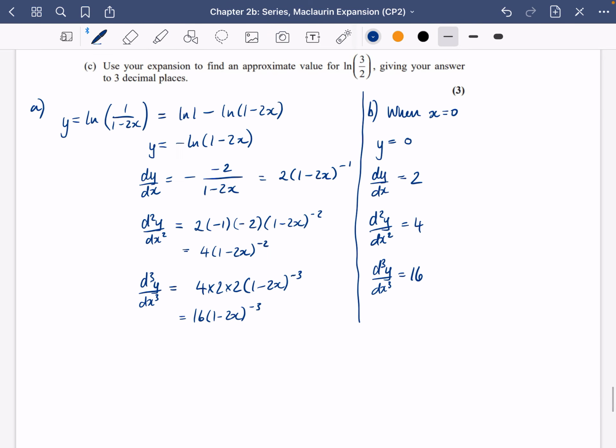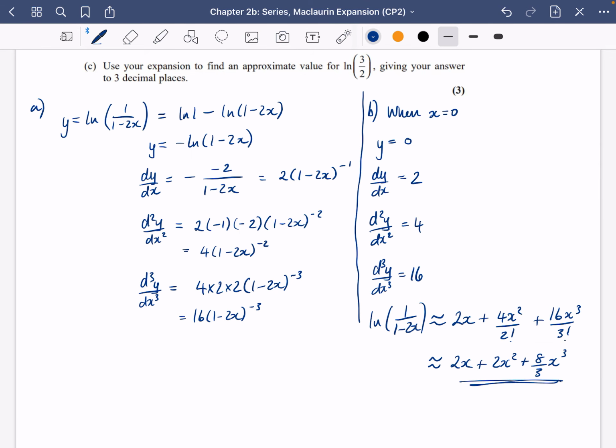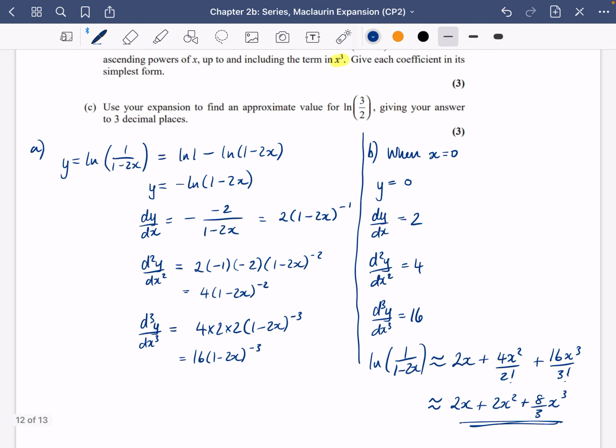So this means that the expansion is going to be that ln of 1 over 1 minus 2x will approximately be equal to, well, there's a 0 at the beginning, so there's not going to be anything. It's just going to be 2x plus 4x squared over 2 factorial plus 16x cubed over 3 factorial, which we want to simplify to 2x plus 2x squared, and 16 over 6 is 8 over 3x cubed. And so that is the simplified version of the expansion up to and including the term x cubed.